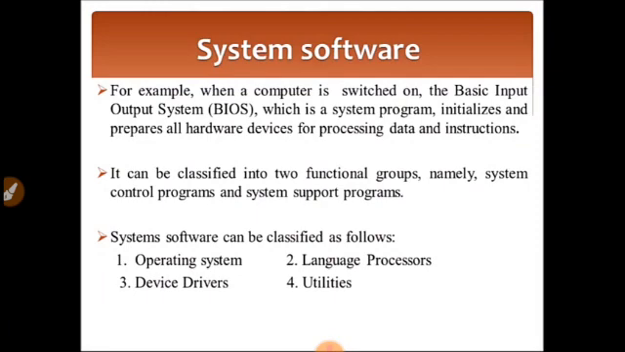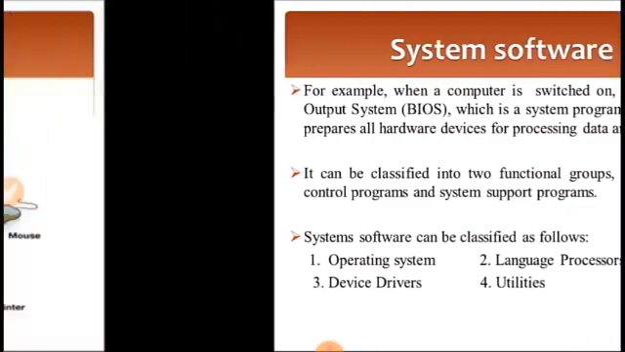Let's say something happened in my keyboard when I am starting my system. If the system software gets to know that the keyboard is not working properly, a message will be shown on the screen that that particular hardware failed. So it sees that everything is working properly and is ready to do the work. System software is also divided into some categories like operating system, language processor, device driver, and utilities. One by one we are going to see all these.